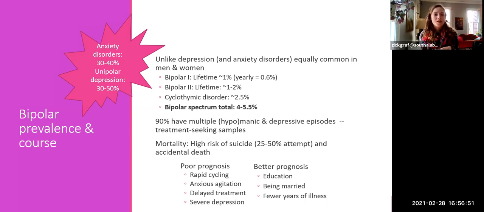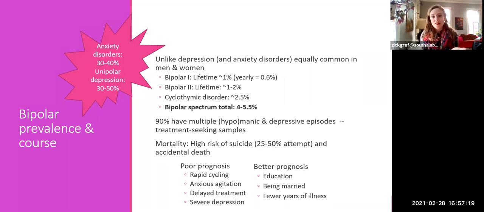The important takeaway here, much more important than the specific numbers, is that anxiety disorders and unipolar depression, the disorders that we've talked about so far in class, are quite common. So common that you definitely know someone who has one or the other, if not both. Bipolar disorder, the bipolar spectrum, is the first disorder that we're talking about in this class that's relatively rare.